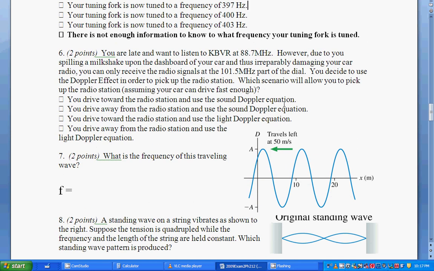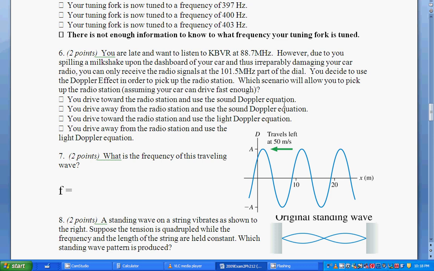Okay, number 6. You're late and you want to listen to KBVR at a certain frequency. However, due to spilling a milkshake upon the dashboard of your car, you can only pick up 101.5 megahertz. You decide to use the Doppler effect in order to pick up the radio station. Which scenario will allow you to pick up the radio station, assuming your car can drive fast enough?